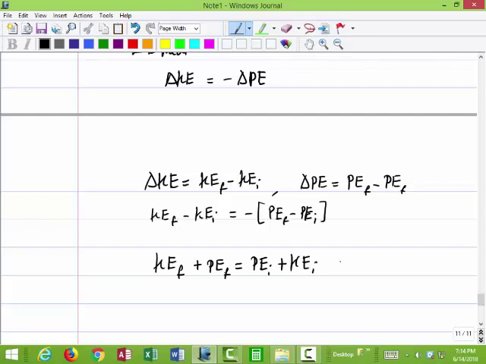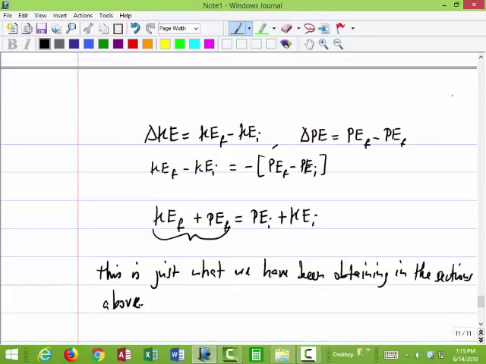This is what we found above. So this again brings us to our previous analysis, where we've shown that the total final energy is equal to the total initial energy. This is just what we've been finding all along during the course of this lecture. So this is the end of this lecture. We shall continue next week.